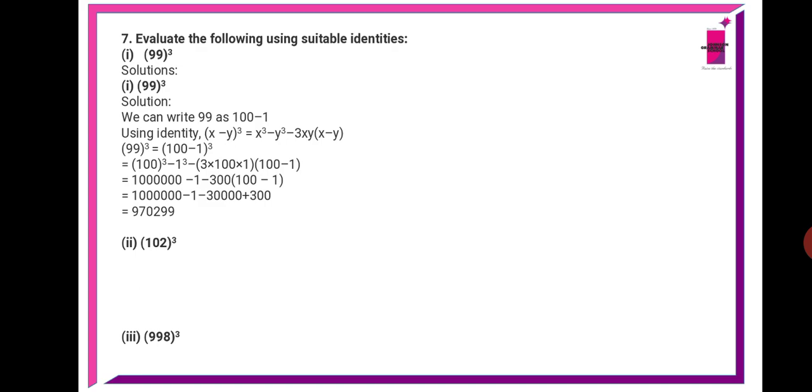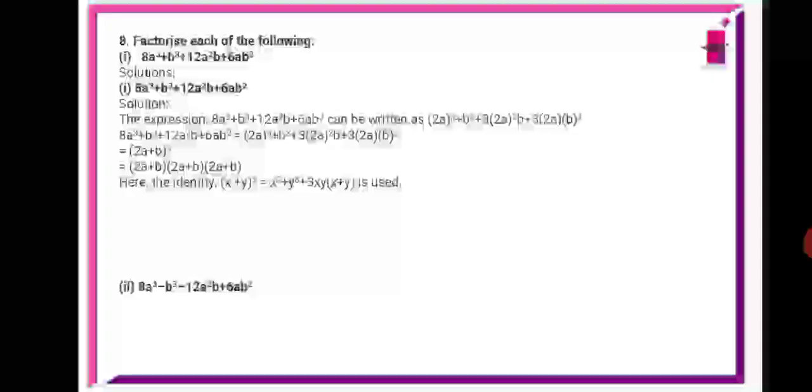So evaluate the following using suitable identities. 99 cube. So instead of using 99 into 99 into 99, we are taking 100 minus 1 whole cube. For 100 minus 1 whole cube we are using the identity x minus y whole cube. In place of x you are going to substitute 100. In place of y you are going to substitute 1. Without actual multiplying, if you solve you will get 9,70,299. Similarly you can go with 102 whole cube and 998 whole cube. 100 plus 2 and 1000 minus 2.